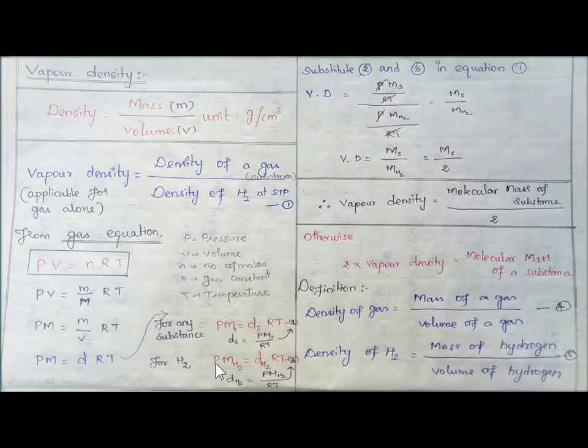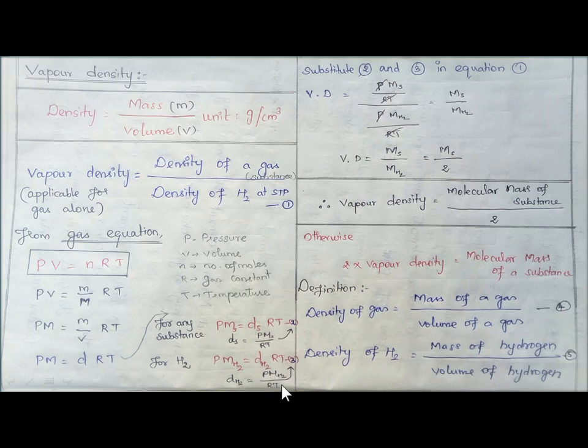Similarly for hydrogen, PM_H2 is equal to d_H2 R into T. Why? Because pressure is constant, only the molecular mass and density will vary, remaining all are constant. Now, because hydrogen is a gas, remember, from this what I require is only d_S. So we can interchange the other properties, so that d_S is equal to PM_S divided by RT. Similarly for the second case, d_H2 is equal to PM_H2 divided by RT.